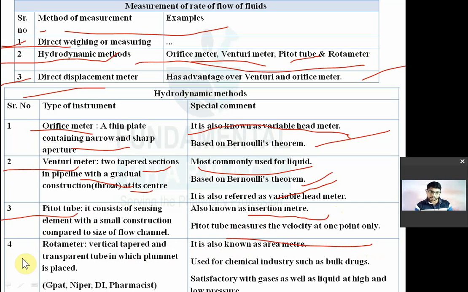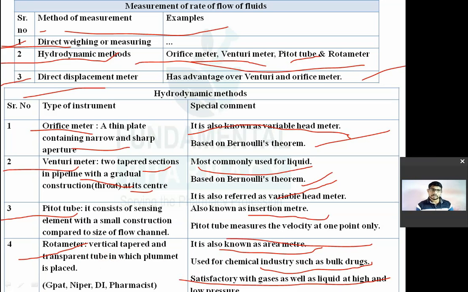Then last one is the rotameter. So vertically tapered and transparent tube in which plummet is placed. It is also known as area meter. Rotameter is also known as area meter, and it is used in the chemical industry for such as bulk drugs. वो वहाँ पे यूज करेंगे, measurement of flow of solvents and all that. Satisfactory with the gases as well as liquid at a high and low pressure.